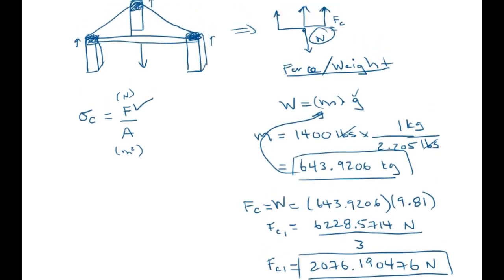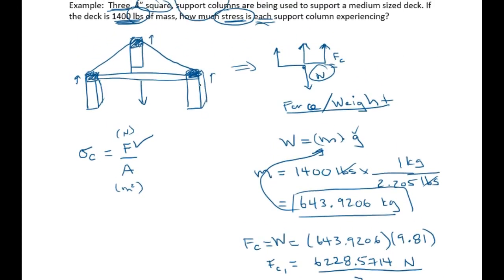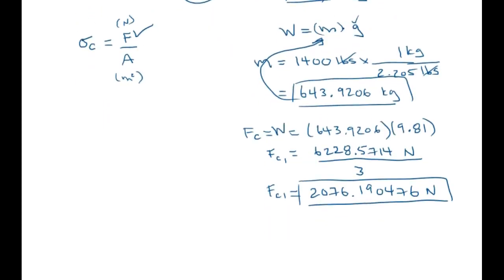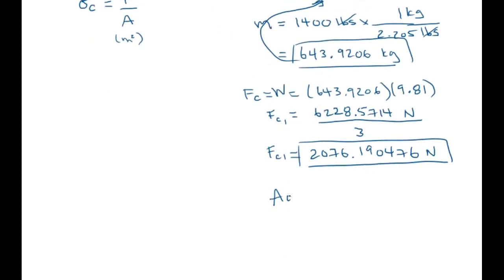So remember, we're looking at just one of our columns. We have the force in one of our columns, so we can deal with just the area of one of our columns. And it does say it's a square, so 4 inch by 4 inch square. So let's do our area calculation now. We know the top, or the surface area, is going to be a square, so we end up looking at 4 inches by 4 inches all the way around.